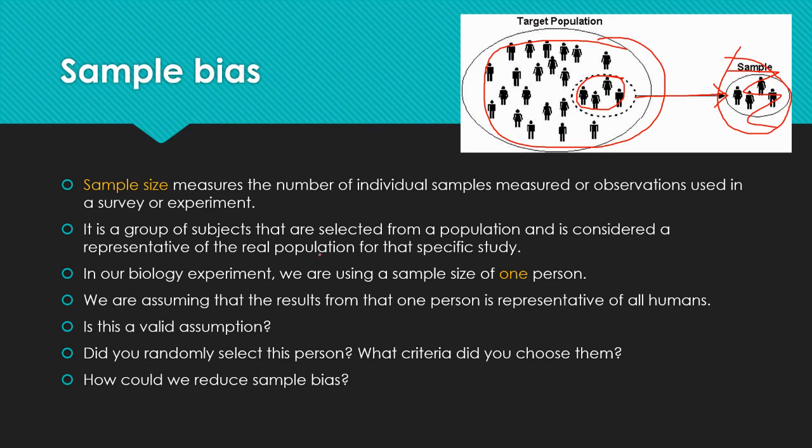So in our investigation for Biology 1.1, we just take one person. We just take a sample size of one person. And we are assuming that the results from that one person are representative of all humans. So, is that a valid assumption? Did you randomly select this person from the population of all humans? Or was there some sort of bias? Was there some sort of influence on how you chose them? And what criteria did you use? How could we reduce sample bias? And does it matter? Is it a valid assumption to make? Is it okay to make this assumption? What do you think?